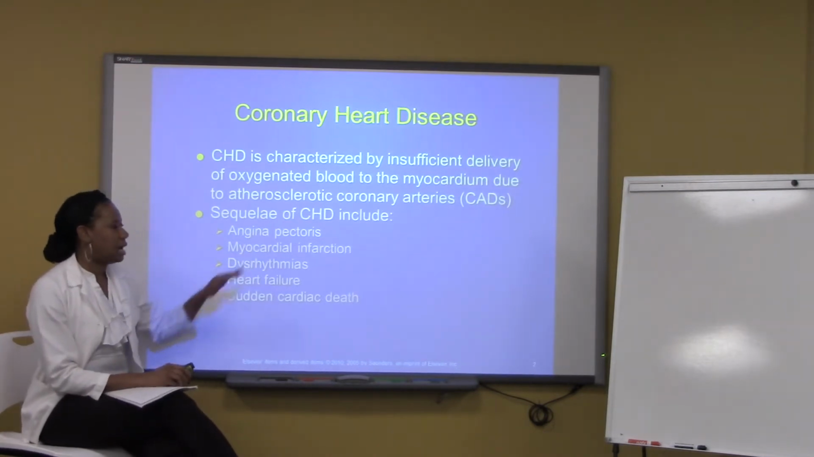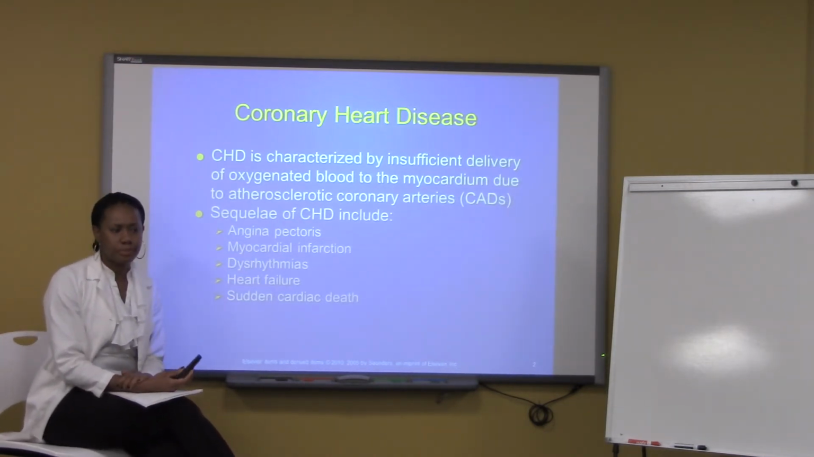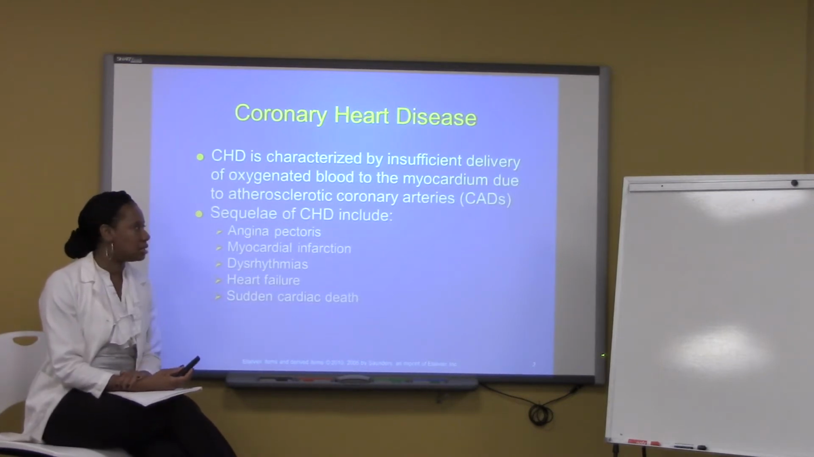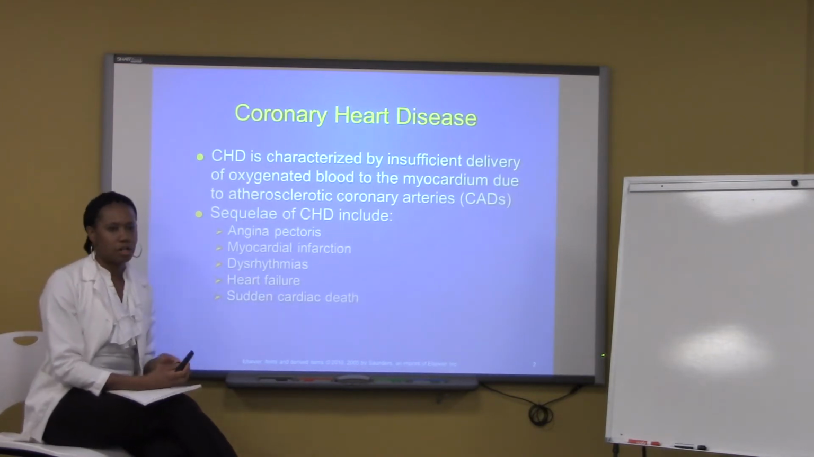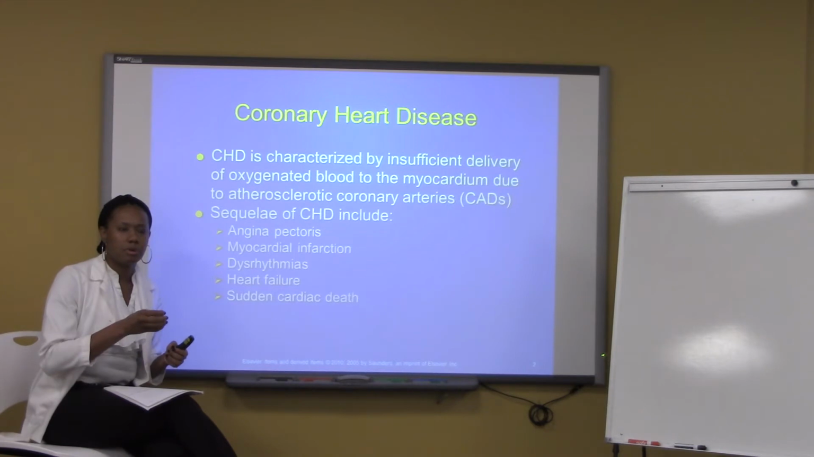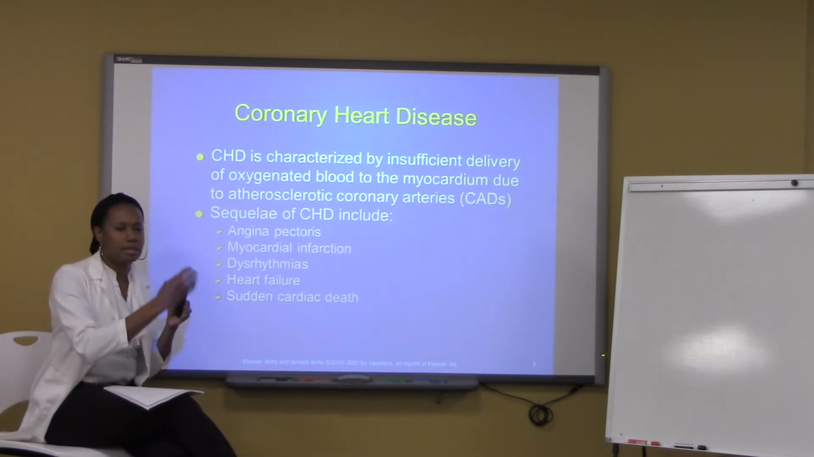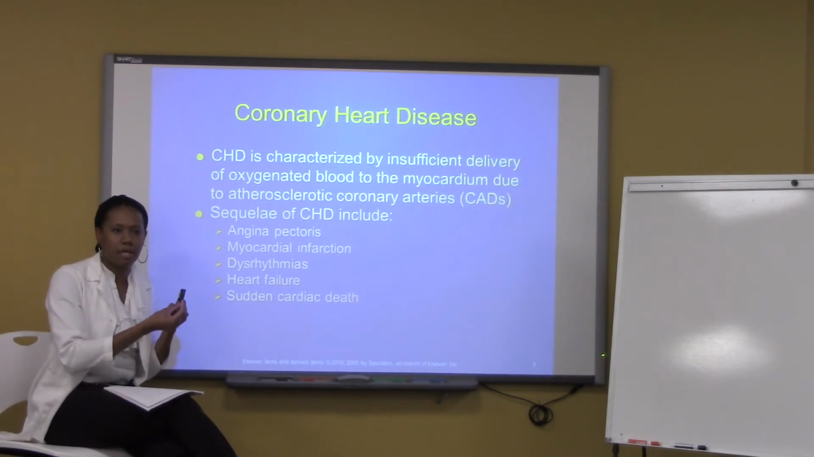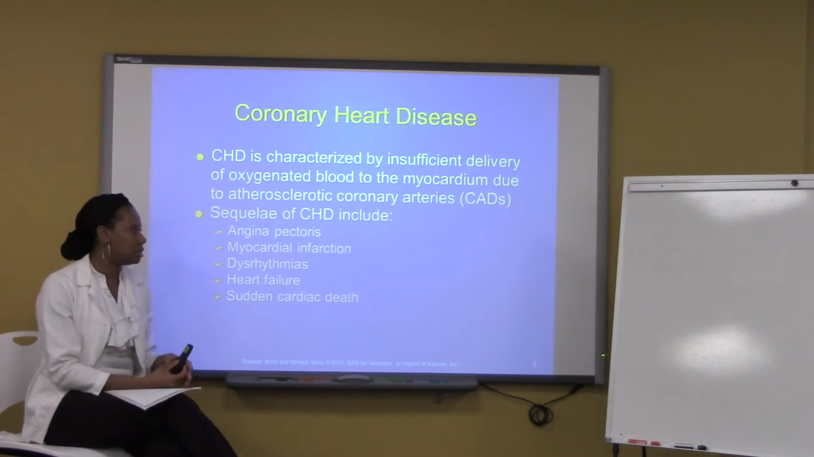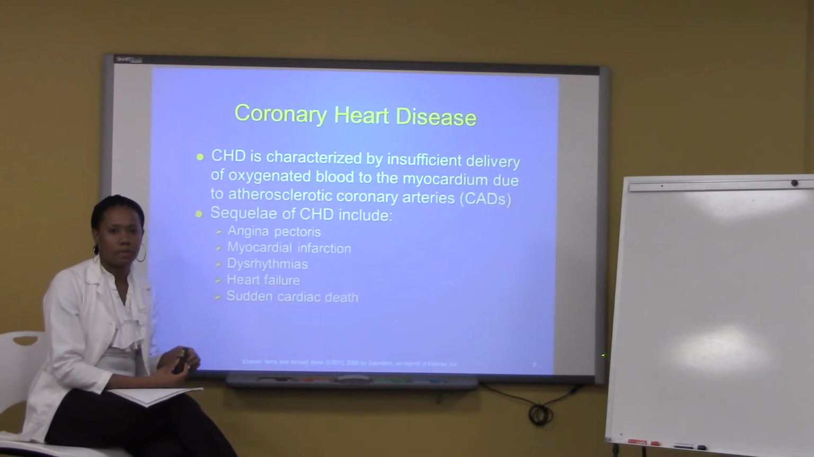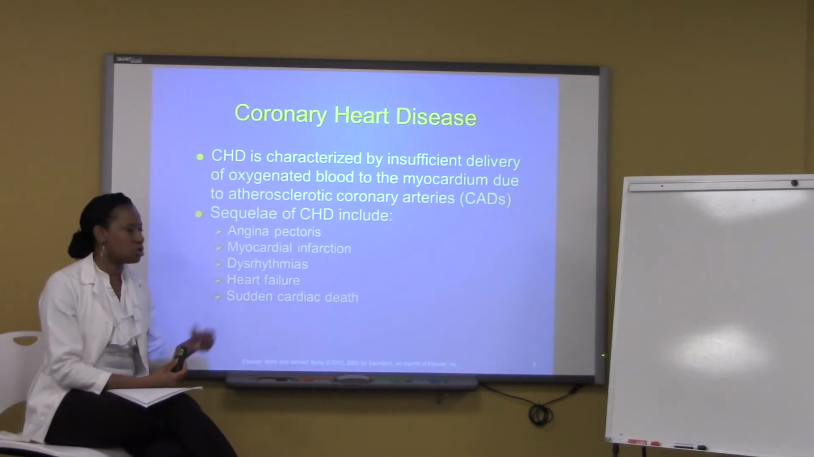So the things that can happen could be angina pectoris. Angina pectoris just means chest pain. So that is definitely a symptom that can come from this. Myocardial infarction: if there is an extreme amount of lack of blood flow, it can cause the muscle tissue to die in that area and cause the muscle of the heart not to contract, which obviously will put that person in a state of a heart attack. Dysrhythmias, it can definitely throw off the heart rhythm itself, and also heart failure.